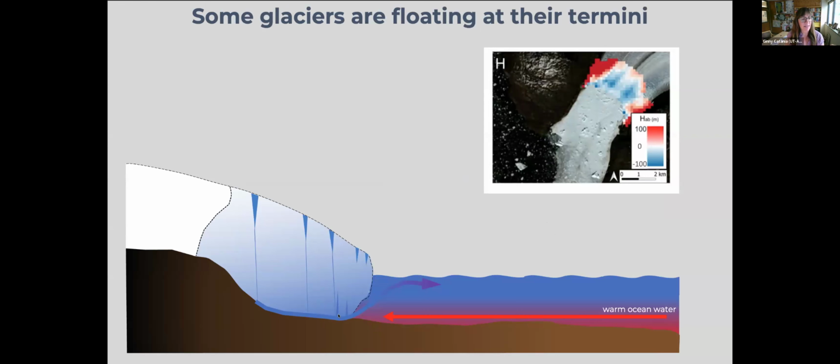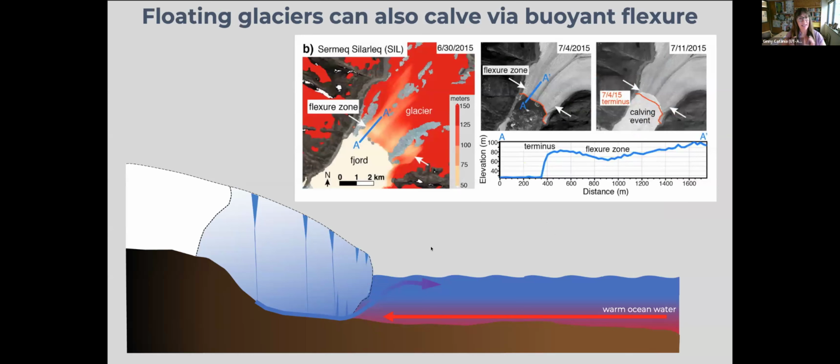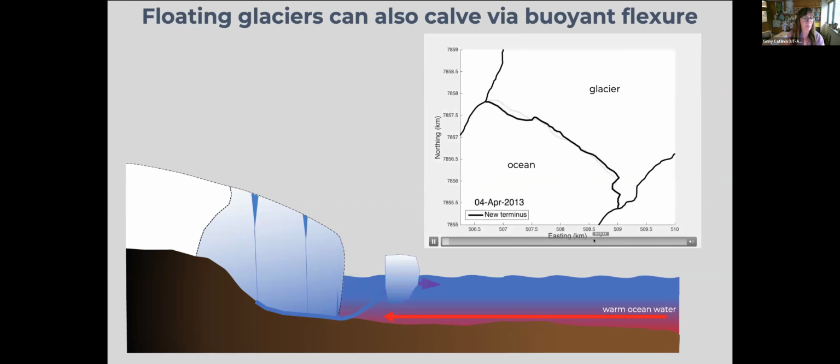Those tend to have crevasses that form at the base of the glacier, and those crevasses can penetrate upwards, creating a flexure zone. This is an elevation model over one glacier. This profile is shown here, and you can see this kind of surface depression that's formed related to the upstream or the upward propagation of this basal crevasse. And calving happens where these flexure zones develop and eventually break off a big calving iceberg.